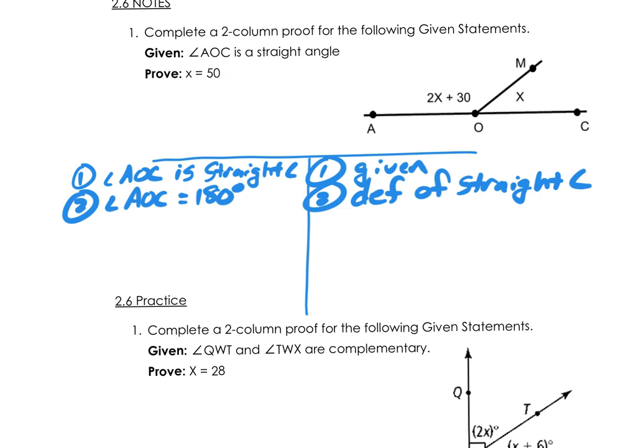Okay. And we saw this next step yesterday on one of the proofs that you had to do on your homework. This angle plus this angle equals the big angle, okay? That's going to be my next step. Angle AOM plus angle COM equals angle AOC. What are we doing here? What's my reasoning for that?